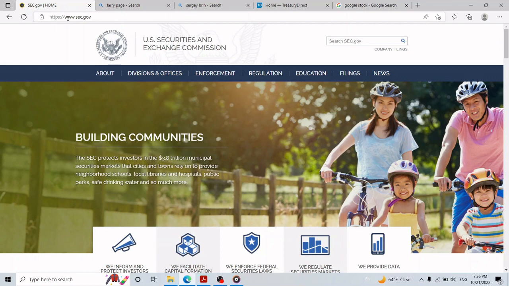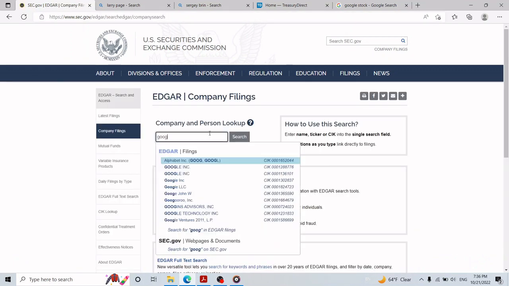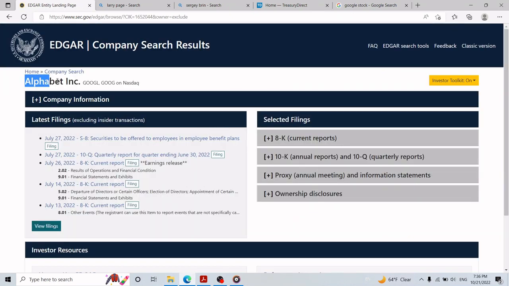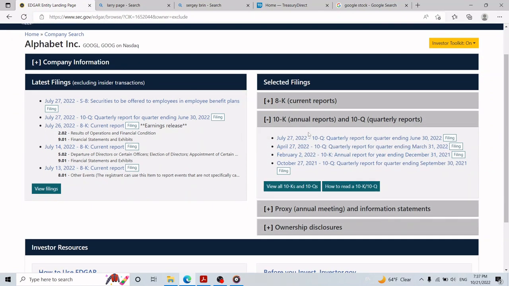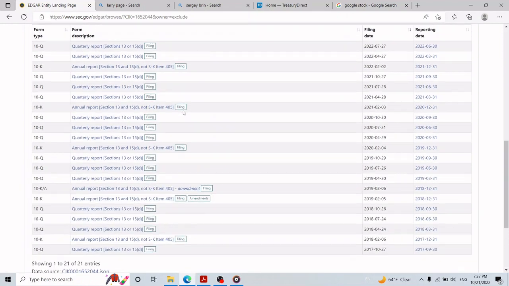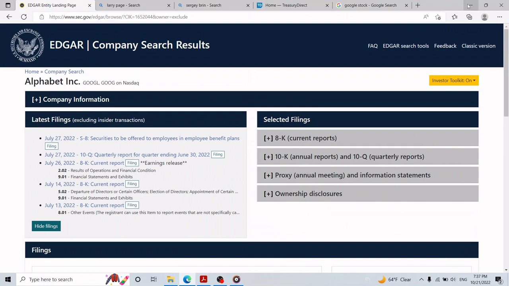So if you go to the sec.gov website, click on company filings, and then put the ticker symbol. From there, you'll get to the Alphabet Inc. page, where you can find all the different reports the company has filed with the SEC. From this area, you can find the 10K and the 10Q reports, the annual and the quarterly reports. These are the most recent reports, and if you click here and change the date, you'll be able to view all the annual and quarterly reports the company has filed for previous years and quarters.